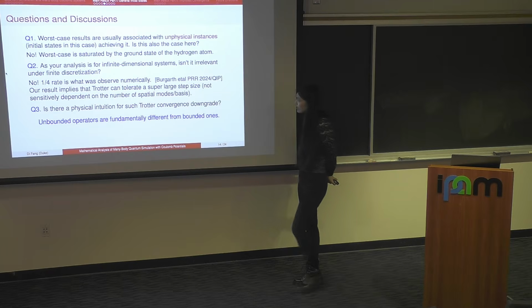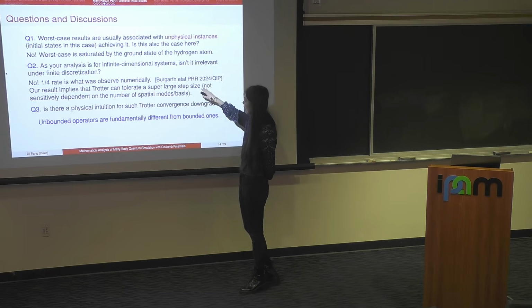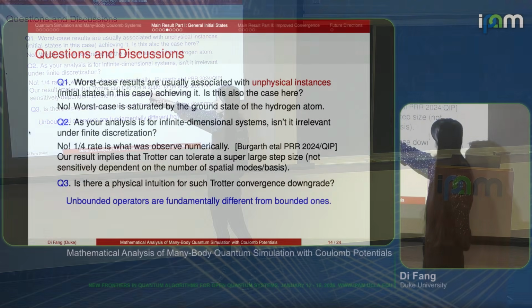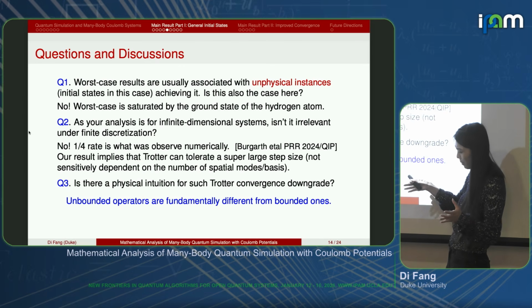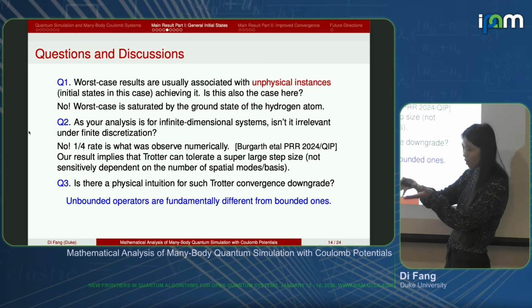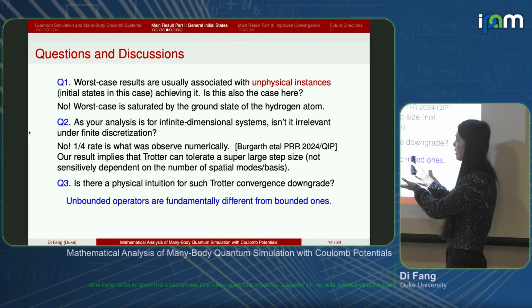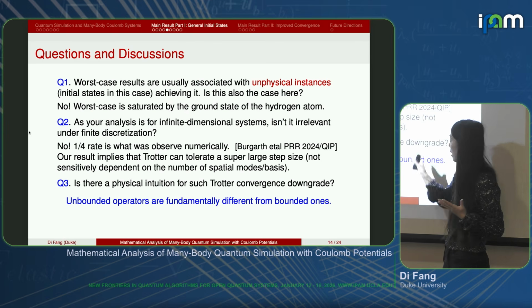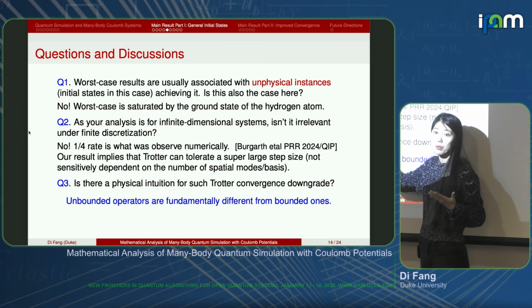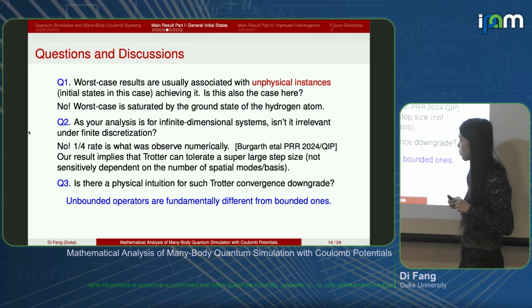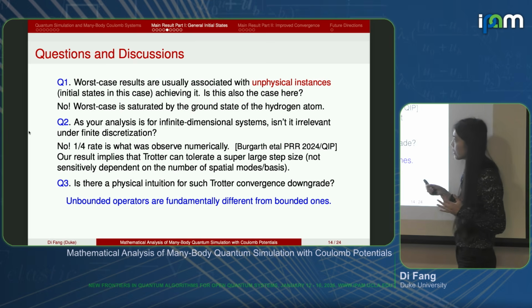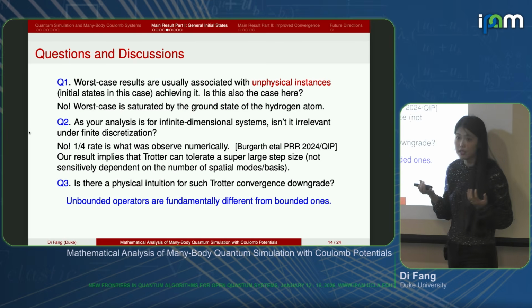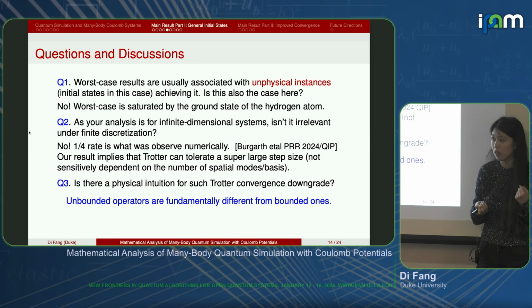Okay. So the next question, which is again, as I said, super large: what our result is saying is that in the continuum limit, you might think it will not be finite, but we show it's finite. This would imply you can tolerate a potentially much larger time step that is not so sensitive to how many orbitals or how many bases you are using in this discretization. So the next natural question is: is there a physical intuition for such a Trotter convergence downgrade? Instead of first order, now it's a quarter.